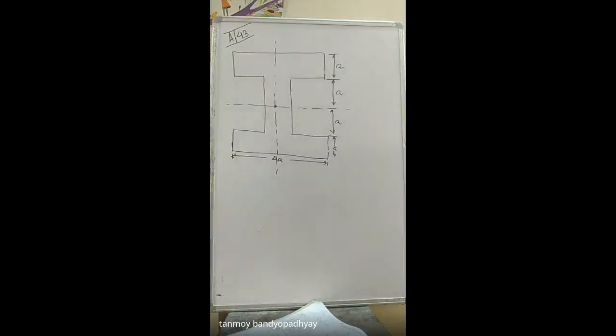So write down, since the I section is symmetrical about both the x and the y axis, the centroid will lie at half depth of the flange.